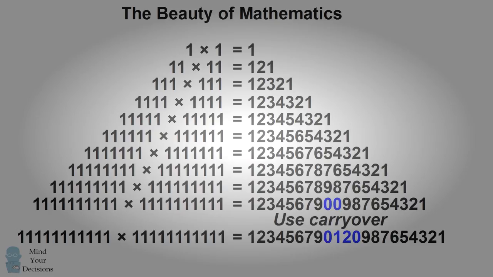So it's a kind of interesting way to see why, when you multiply a number just with ones by itself, you end up with this interesting pattern of palindromes.